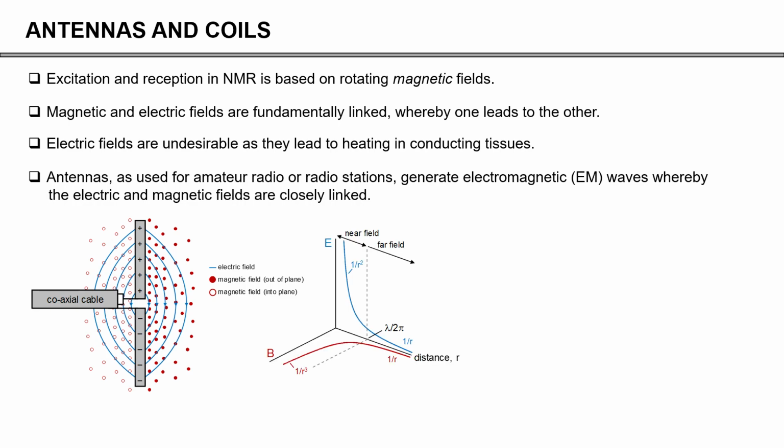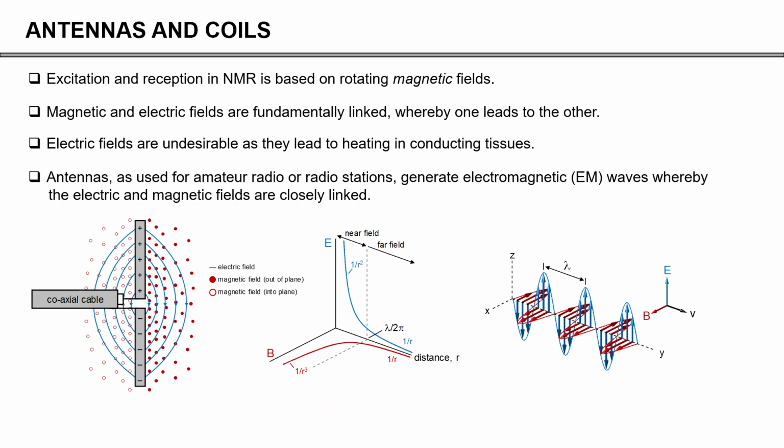And if we then look at the electrical field profile as a function of distance, or the magnetic field profile as a function of distance, then you can see these kinds of antennas are primarily used in the far field regime. And in that regime, which is 10, 20, 30 centimeters away from the coil, the electrical field and the magnetic field are fundamentally linked. If you have one, you automatically have the other, and then this wave propagates through space.